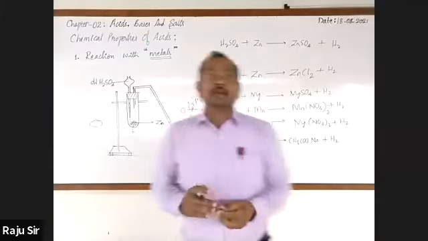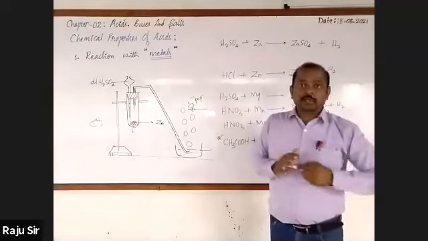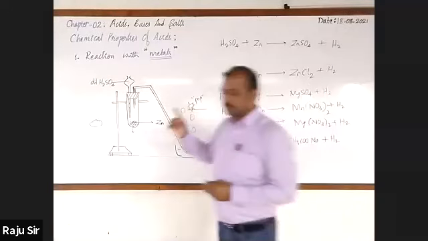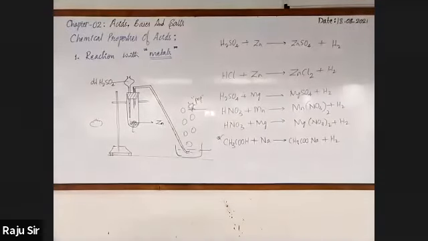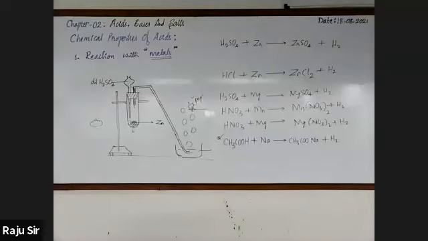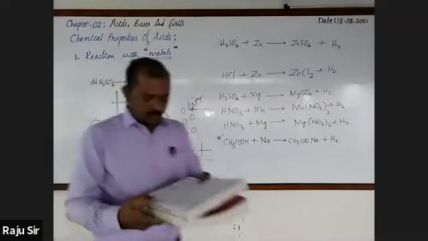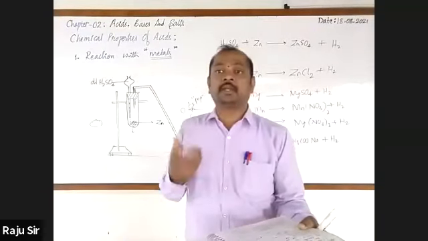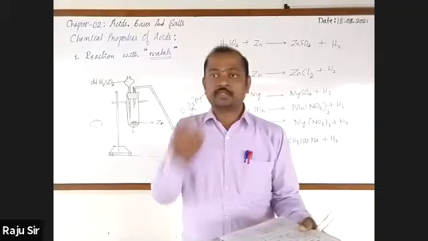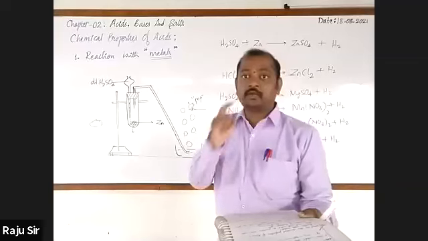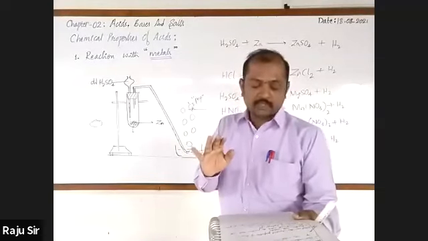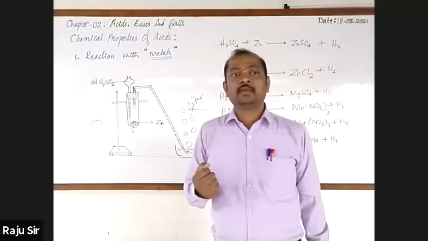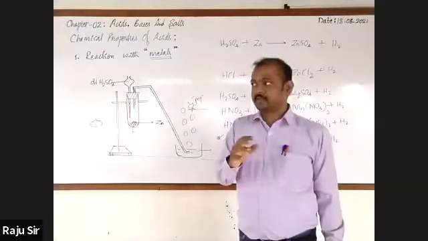Clear? Yes, sir. And in the examination, they may give the question like this. Wait, I'll tell you how it was given in the examination. Which gas is usually liberated when an acid reacts with the metal? Hydrogen gas. Sub-question: illustrate with an example. We should write H2SO4 plus zinc gives zinc sulfate plus hydrogen.